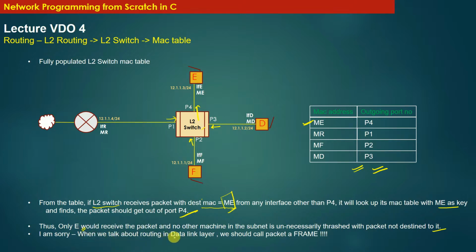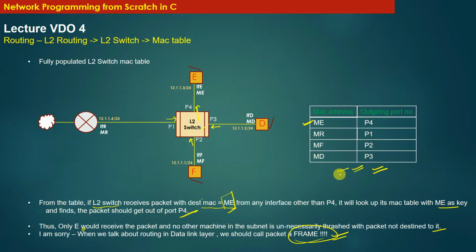Also, when we talk about routing in the data link layer, we should call a packet a frame. Remember that it's a terminology. A packet is a packet on layer 3, so on layer 3 we call it a packet. On layer 2, we call it a frame. So this is how an L2 switch works.